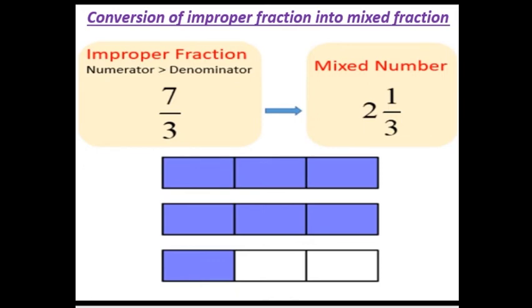Now we are converting into a mixed fraction. So here 2 blocks will be completely shaded. So we can say that 2 is a whole number in combination with 1 by 3. 1 is the shaded portion out of 3. So it will be converted. If we divide 7 by 3, we will get 2 whole 1 by 3. So 2 whole 1 by 3 is the mixed fraction. So this is about how to convert improper to mixed fraction.